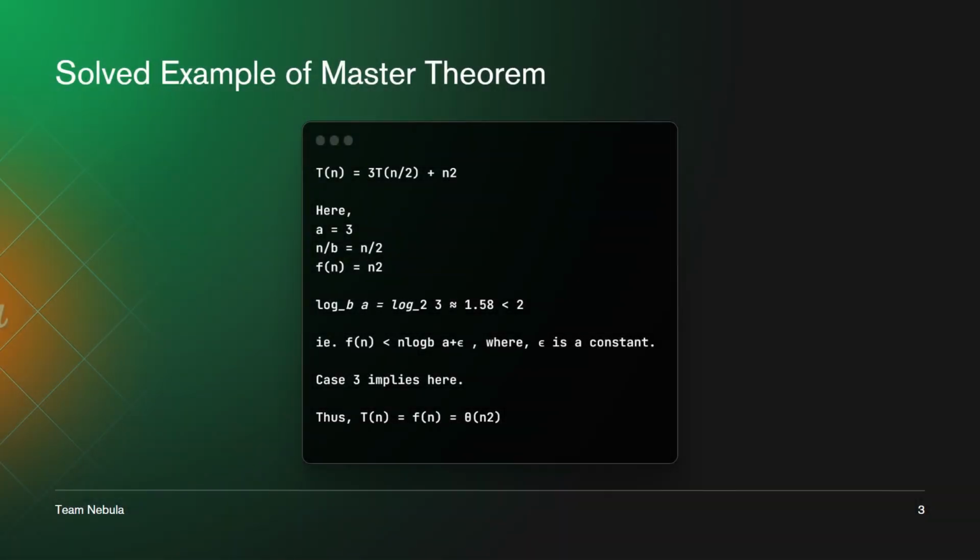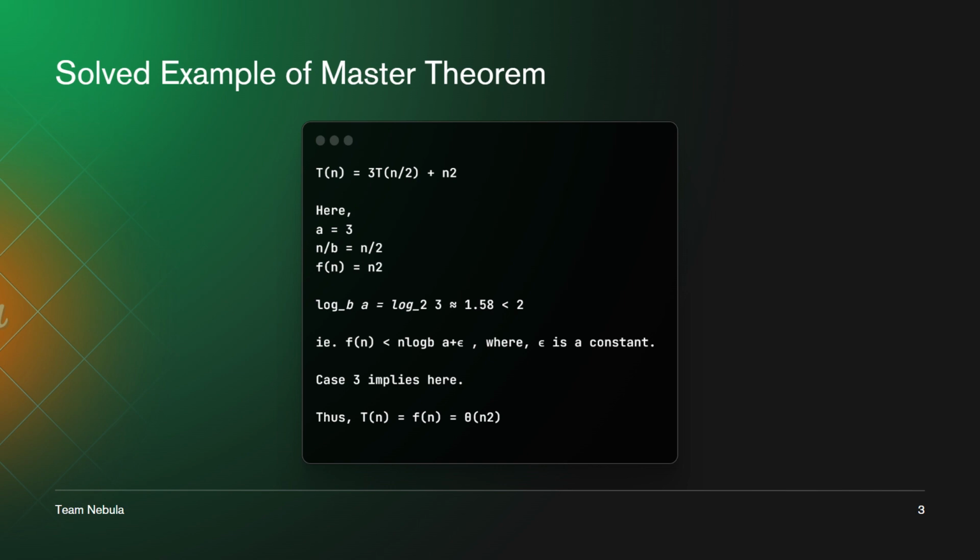Solved example of master theorem. The provided recurrence relation is expressed as follows. The time function T of n is equal to 3 times T of n divided by 2 plus n squared. In this context, the parameters are identified as follows. The constant a is 3. The ratio n divided by b is n divided by 2. The function f of n is n squared.